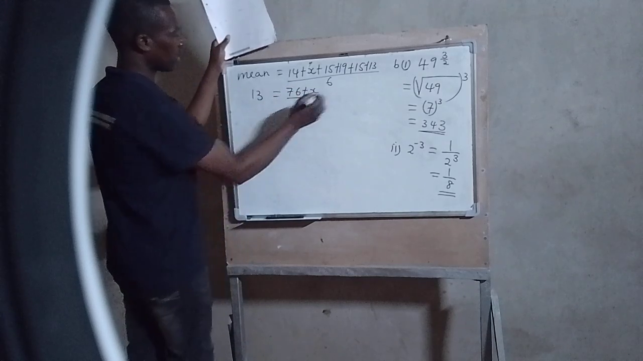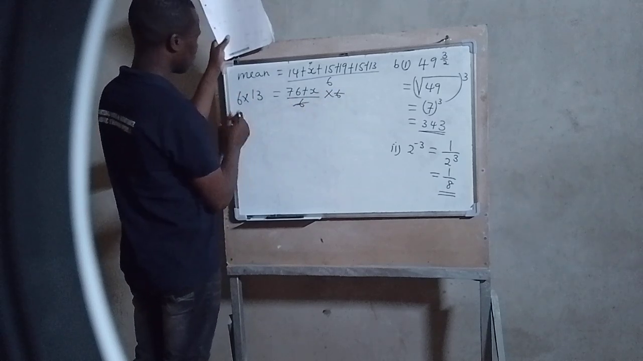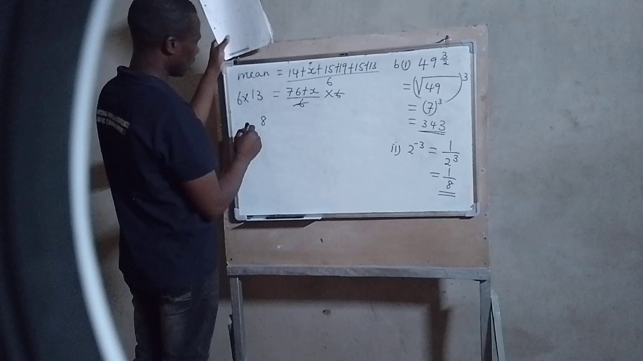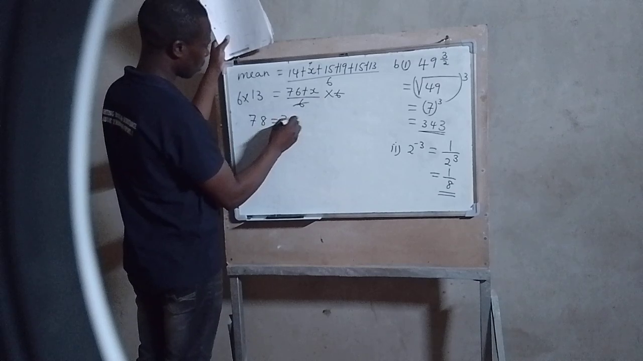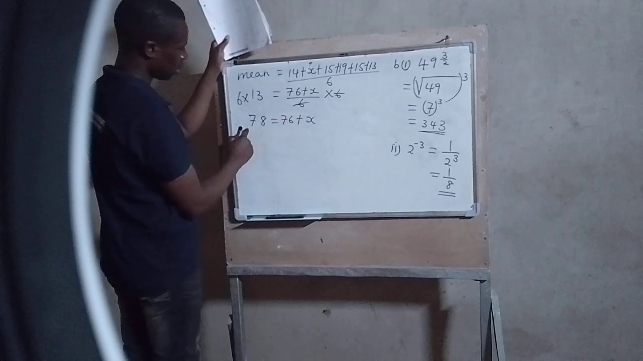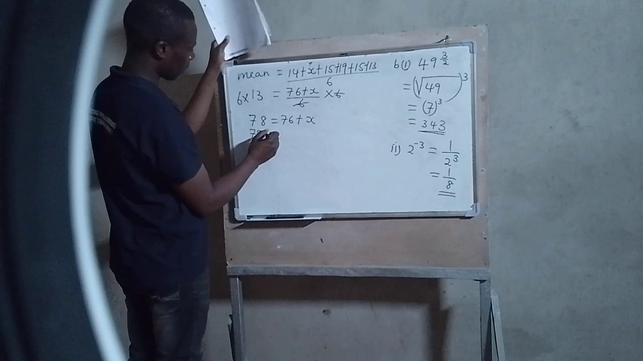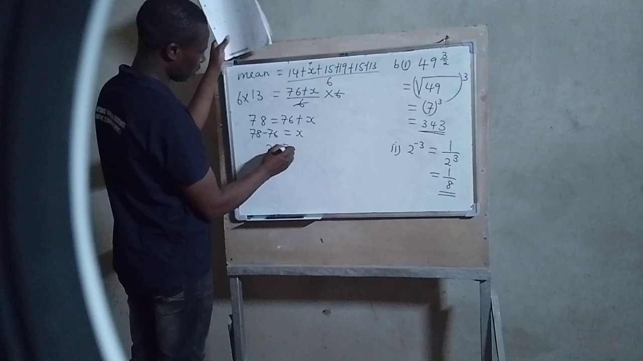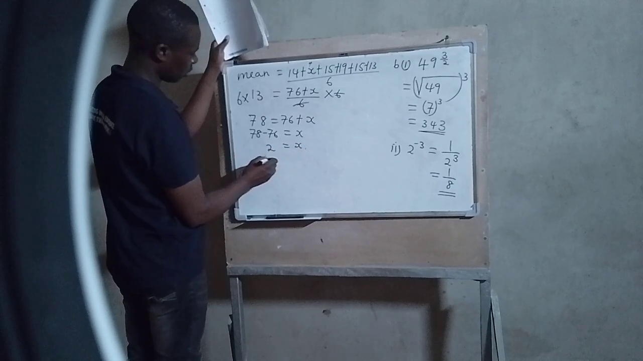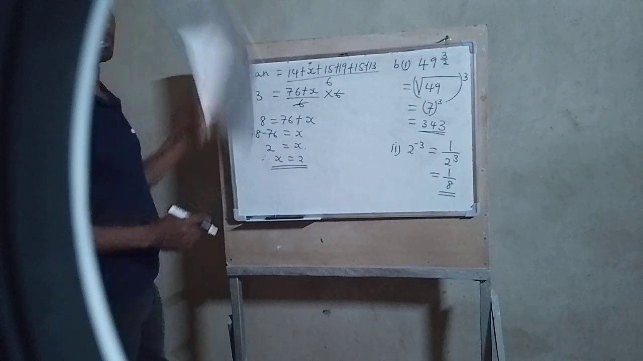Then multiply both sides by 6. This cancels. 6 times 13 you get 78. So this becomes 78, which equals 76 plus x. Here it now becomes 78 minus 76 is equal to x. Then 2 is equal to x. Therefore, the value of x is equal to 2.